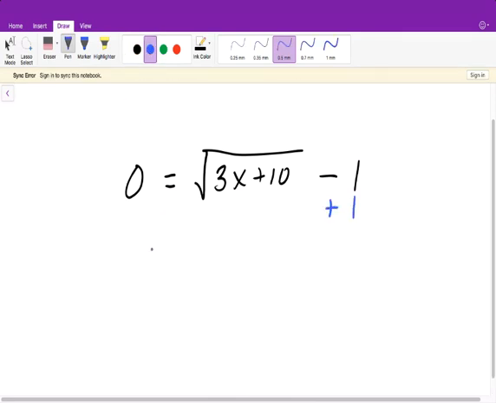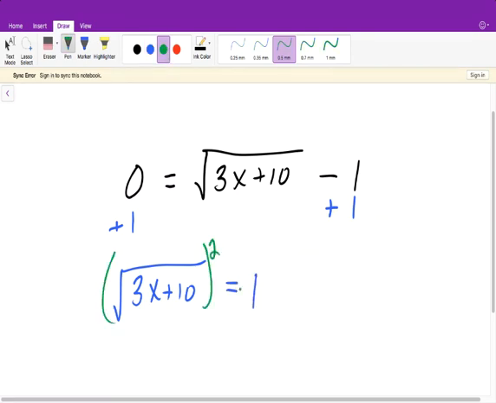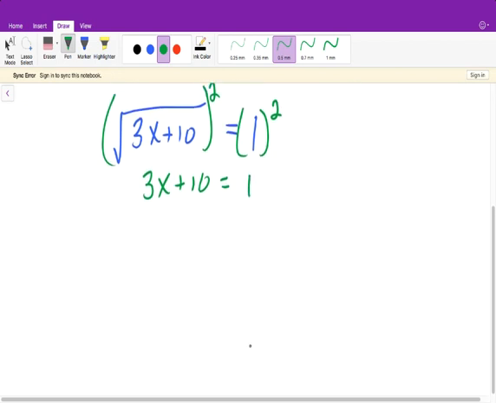All right, so once again, we have a radical and only one of them, so that means we need to isolate it. So I add the 1 to both sides. So then I get the square root of 3x plus 10 is equal to 1. Well, we know the inverse operation of a square root is raising it to a power, so then we will square each side. That will then give me 3x plus 10 is equal to 1 squared, which is still just 1. And now we need to solve this regular algebraic equation.